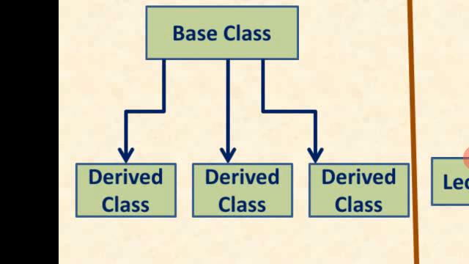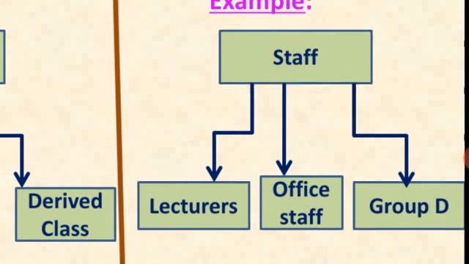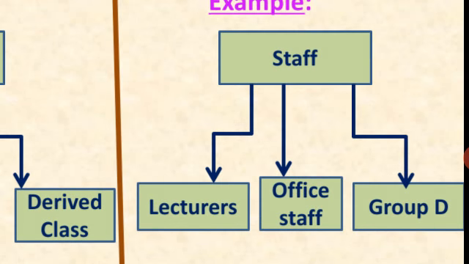See here, there is only one base class, but I can create derived class 1, 2, 3, like that I can create any number of classes. Such a concept we call hierarchical inheritance. To show you that, let me take one example. Staff is a base class. In an organization, staff means a base class.